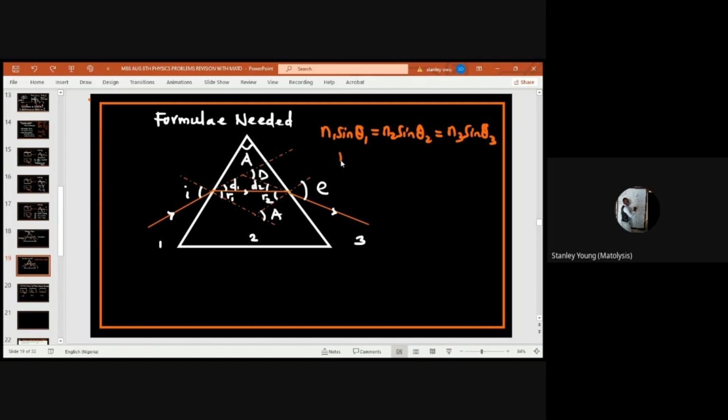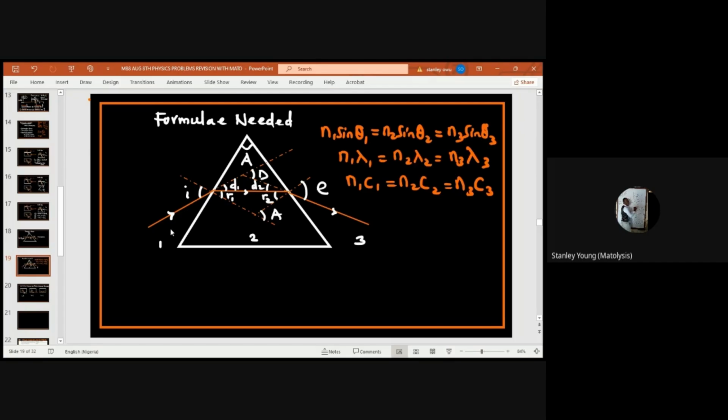Also know that if what you're dealing with are wavelengths, still feel free to do this: n2 lambda 2 equals n3 lambda 3. And if what you need are speeds, also feel free to say n1 c1 equals n2 c2 equals n3 c3. These are easy formulae to make use of.